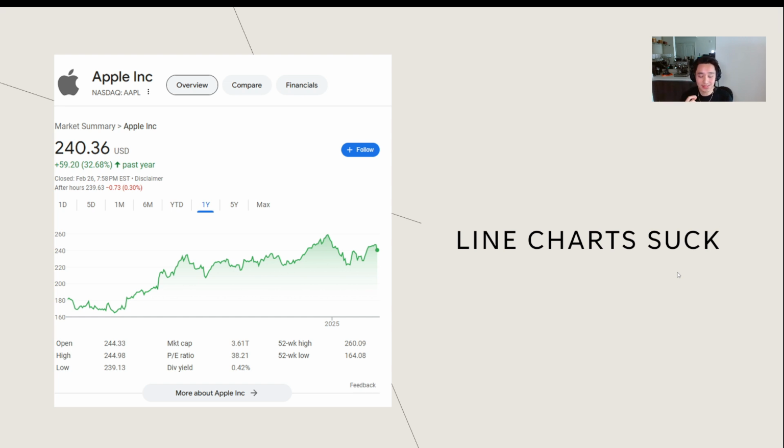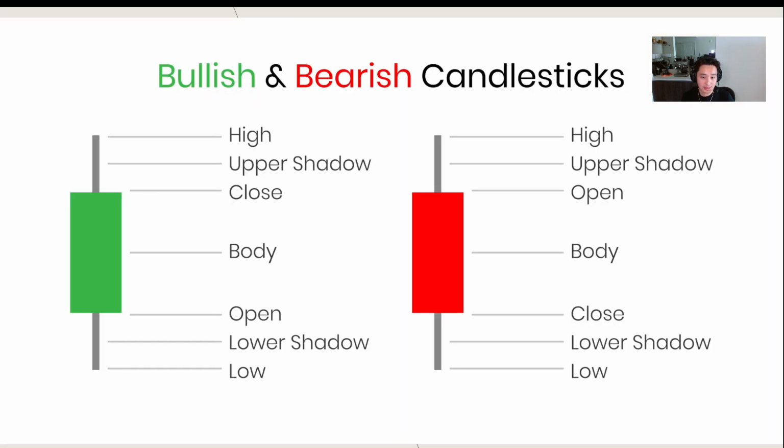The reason why this isn't good is because it doesn't tell you all the information that's available. It doesn't tell you the prices that were traded between the entire time frame where eventually it closed at the stock price that is what's showing on the line chart itself. And here is a really good kind of explanation of how that works.